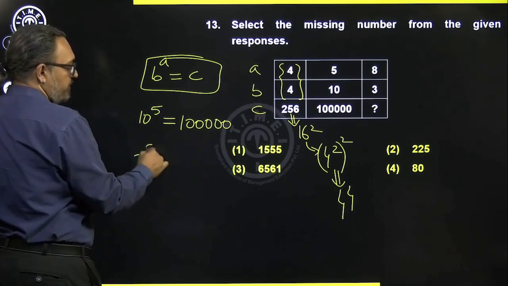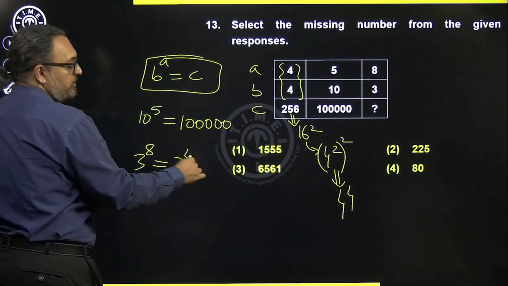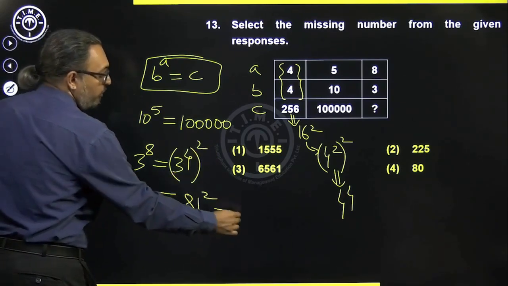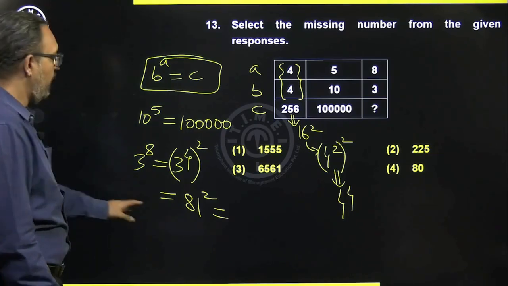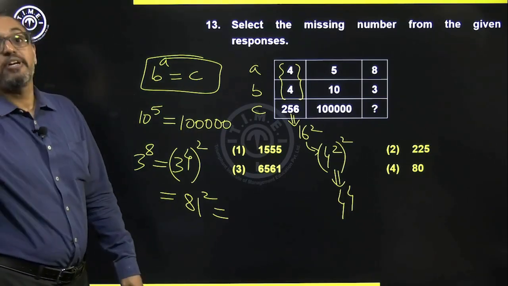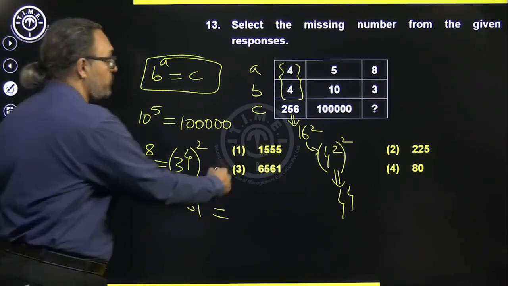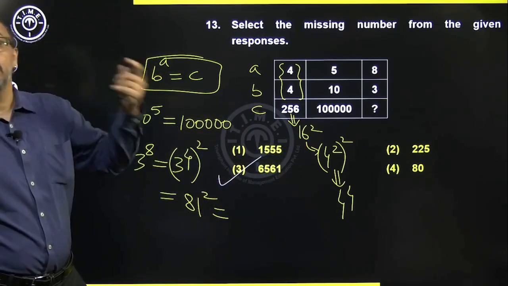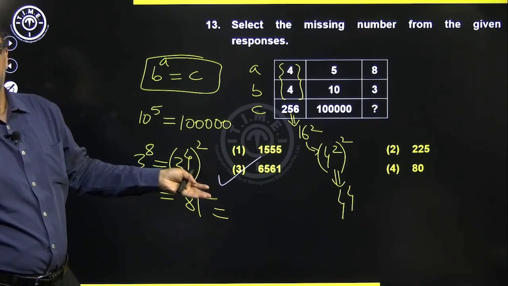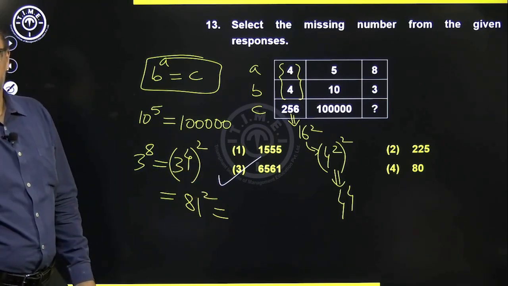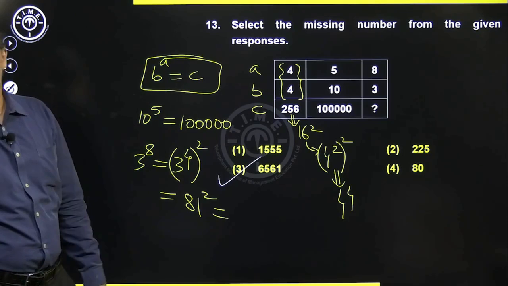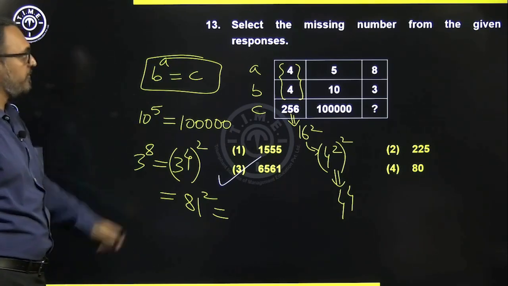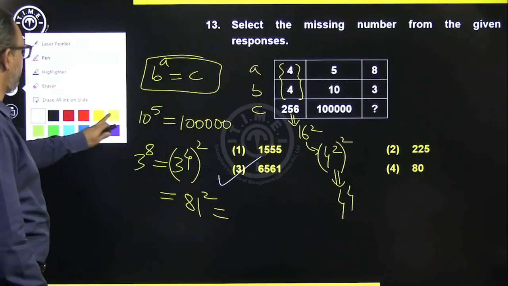Now 3 power 8 can be written as 3 power 4 whole square. What is 3 power 4? 81. 81 square. Now when you look at your options, what is 80 square? 8 square is 64. So 6400. There is only one option that is having such a big value. So you mark that. Understanding the point? Okay. So it is B power A gives you C, powers in this case.